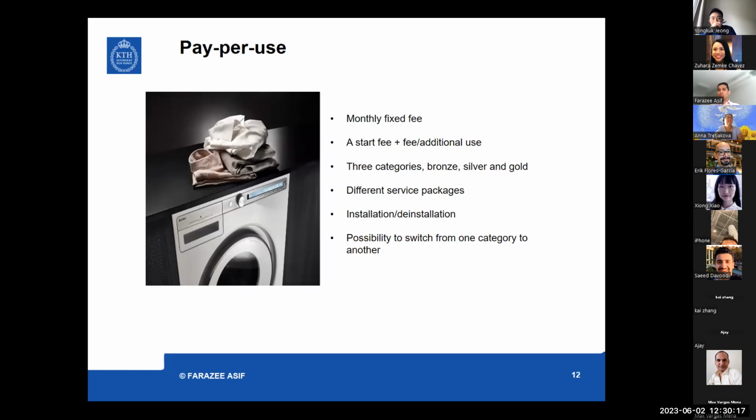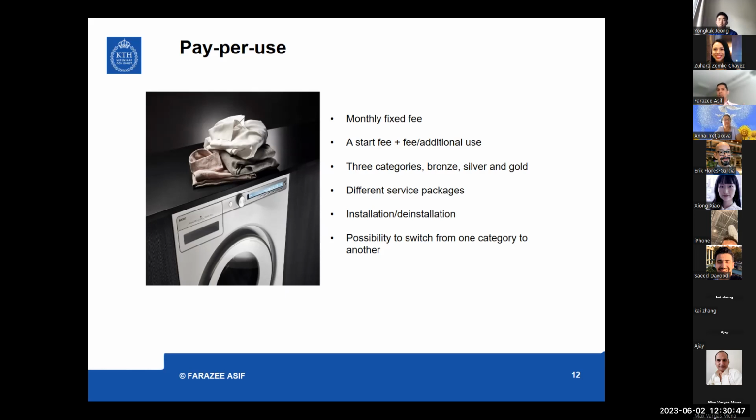So the users have several options to choose from. It includes a monthly fixed fee. So that is one offer. The other one could be a start fee and then an additional fee as the product is being used. So let's say 10 wash cycles are included, but if you go to 15, then you pay for an additional 5.